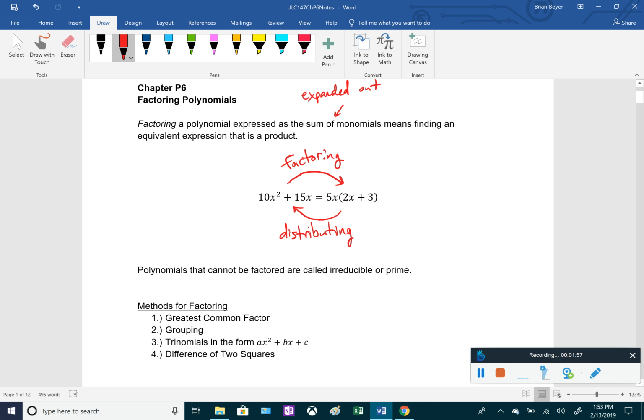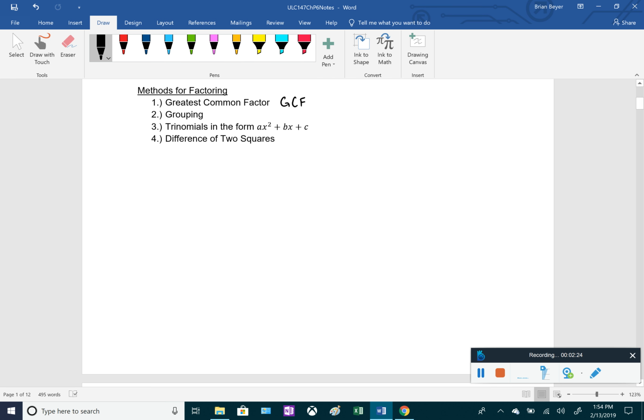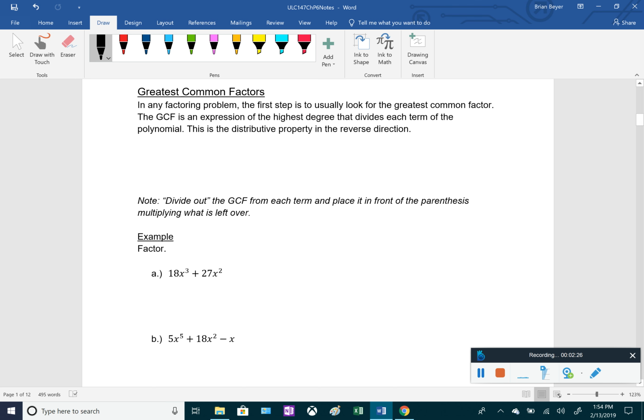The main four types of factoring that we're going to be doing, this isn't the only methods for factoring, but these are essentially thought of as the main four. Greatest common factor, which we call GCF. And then there's going to be grouping. There's going to be trinomials in the form ax squared plus bx plus c, and then the difference of two squares. I'll go through and do all of those, starting with the GCF.